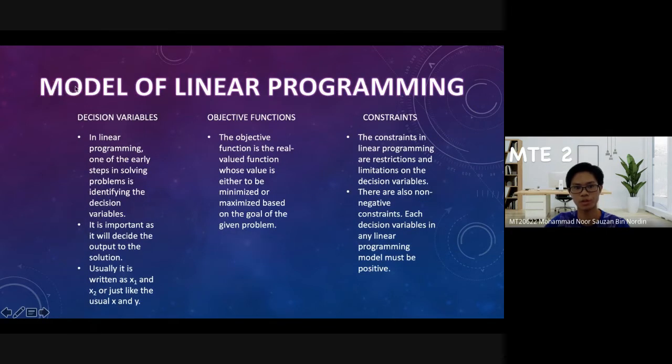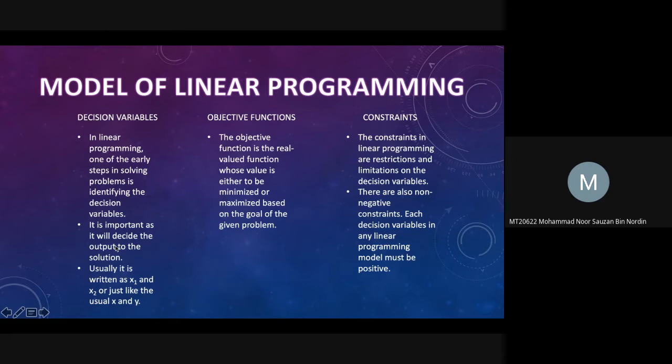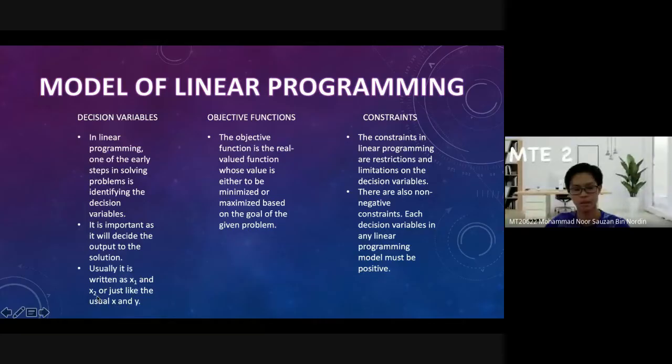The next one will be model of linear programming. There are three components in linear programming: decision variables, objective functions, and also constraints. Decision variables. In linear programming, one of the early steps in solving problems is identifying the decision variables. It is important as it will decide the output to the solution. Usually, it is written as x1 and x2, or just like the usual x and y.